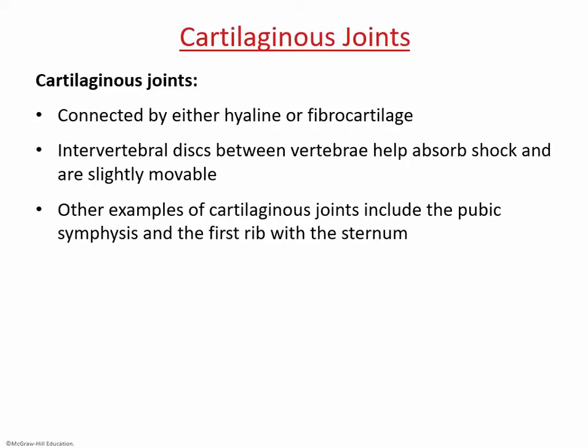Synchondro means cartilage, osis, the condition of coming together with cartilage. So we see a synchondrosis. A typical one is the first rib and sternum type joint. Really, all of the epiphyseal plates, the growth plates, would be considered a synchondrosis cartilaginous joint. Sometimes you'll see them referred to as primary and secondary cartilaginous joints, with the synchondrosis being primary, the symphysis being secondary.